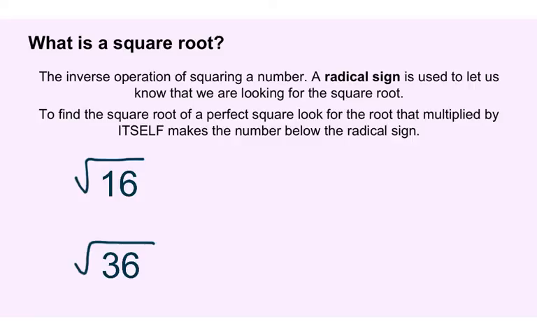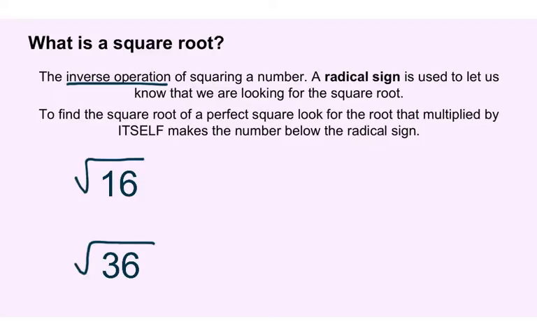So here's where it gets a little trickier. So we know what a perfect square is. 4 squared is 16. So 4 times 4 is 16. 6 squared is 36. Okay, so a square root is the inverse operation of squaring a number. Remember inverse operations? Multiplying and dividing are inverse operations. Okay? So perfect squares and their square roots are inverse operations.